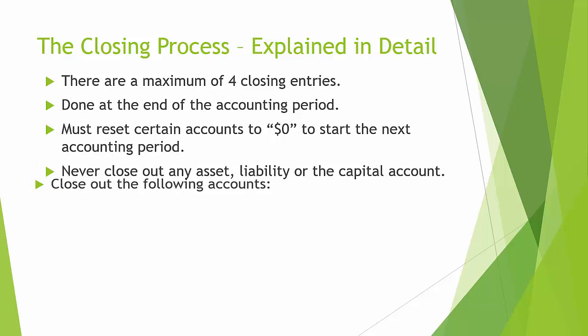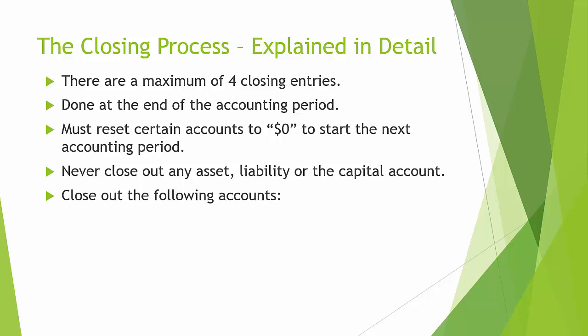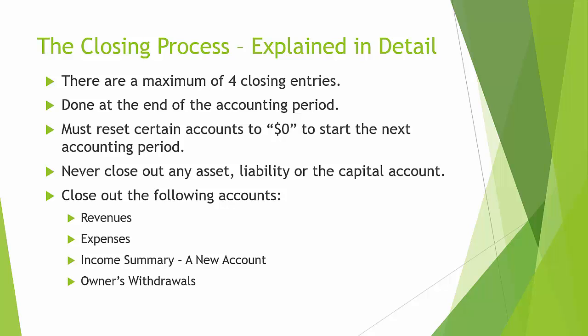Okay, so let's see how this works. We're going to close out the following accounts. We're going to close out revenues, expenses, income summary, which is a new account, and I'll explain that more in a moment. And then finally, the owner's withdrawals. So those are the 4 things that we're going to have to close out here.